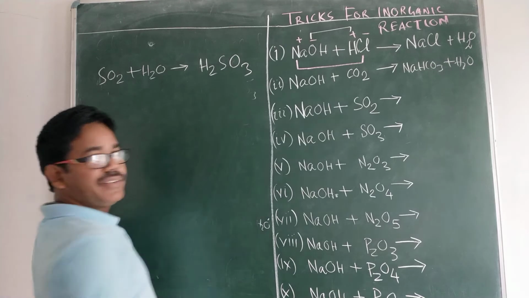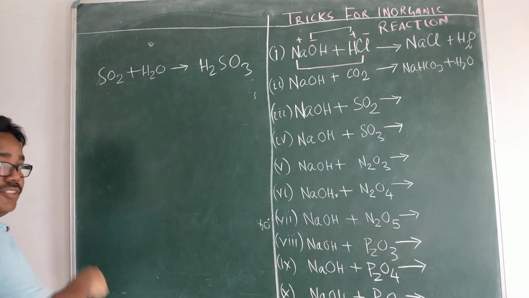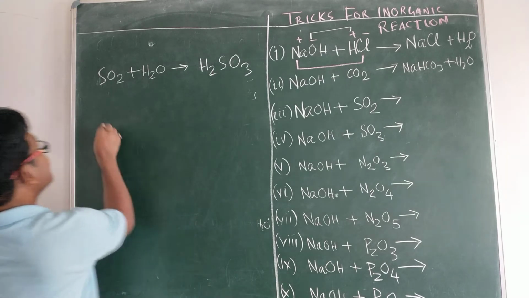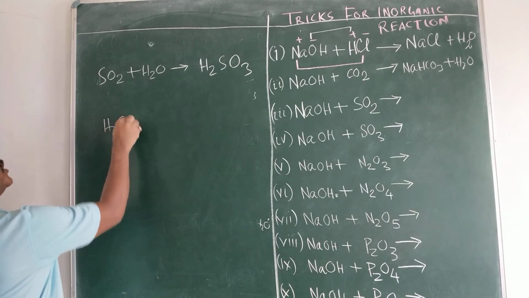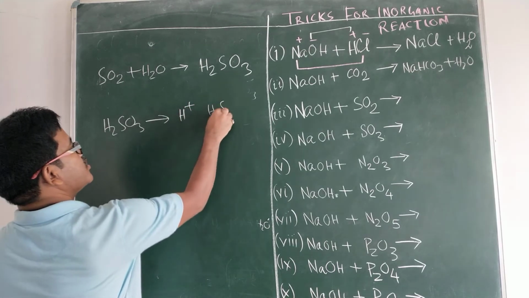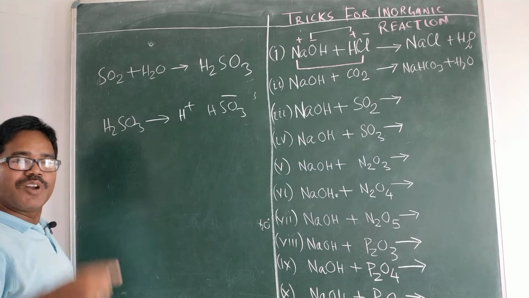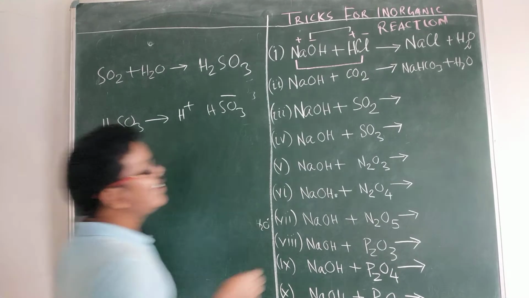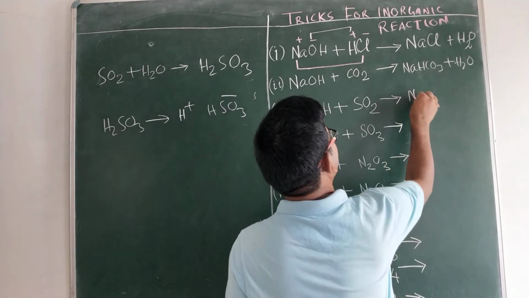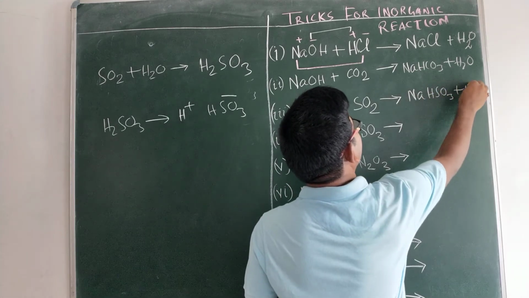H2SO3. Am I right? H2SO3, again we can write as H plus HSO3 minus. Therefore, tell me the product. This will be your NaHSO3 plus water.